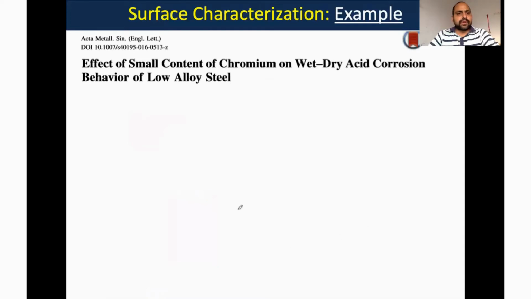To get a slightly more detailed understanding, let's review one or two recently published papers. Here is one example. Let's talk about this article: effect of small content of chromium on wet-dry acid corrosion behavior of low alloy steel. So if there is a change in the chromium concentration, how will the corrosion behavior change in the steel alloy? This paper is published in this journal, Acta Materialia.